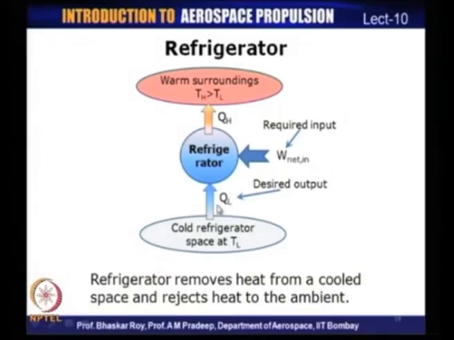And therefore, in the case of a refrigerator, the desired output is QL. It is desired to maintain the space at TL, and to achieve that, you have to continuously transfer heat at a rate of QL from the refrigerated space. This is the desired output in the case of the refrigerator, and to carry it out, a certain work input is required. The required work input is the net work input, W net in. The refrigerator rejects QH to the surroundings, which are warmer than the cold space, at a temperature TH greater than TL.